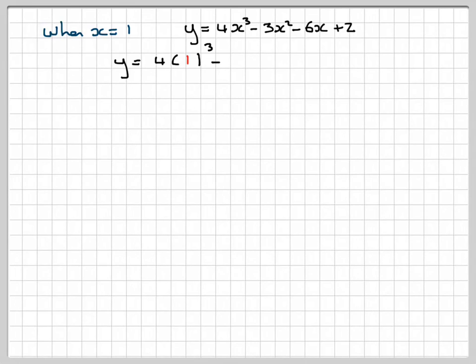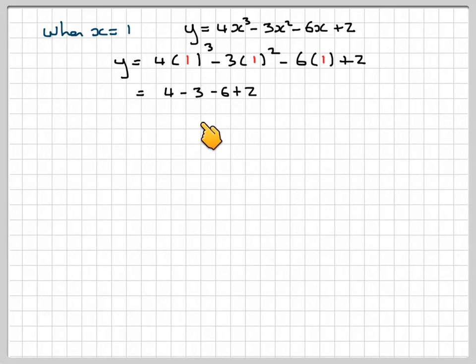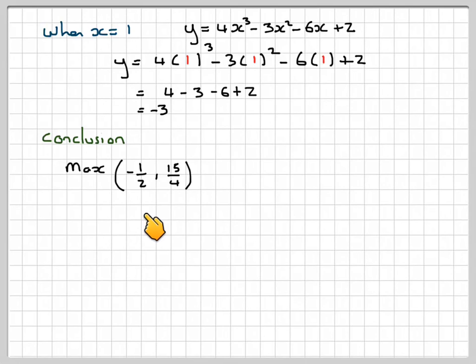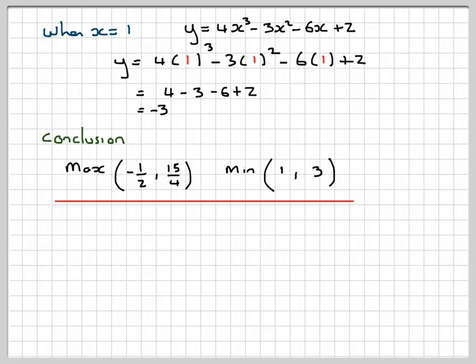When x is equal to 1, it's a little bit easier. Putting 1 into y, we get 4 times 1 cubed minus 3 times 1 squared minus 6 times 1 plus 2. So we get 4, take away 3, take away 6, plus 2. We get 3. And then we make our conclusion that the maximum occurred at minus 1/2, 15/4 and the minimum was at 1, 3.